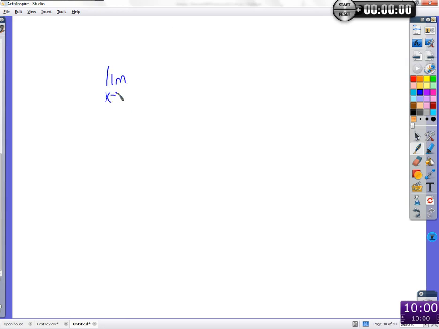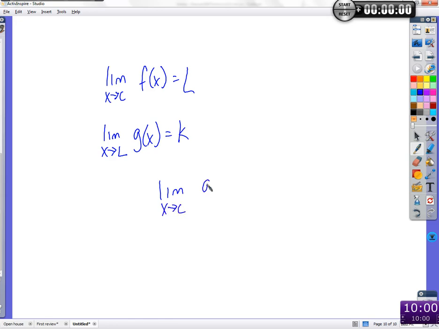If the limit as x approaches c of f of x is L, this is going to be the composition of functions. And if the limit as x approaches L of g of x is k, so notice that this L is the same L. Let's see what happens if we let x get close to c of g of f of x. This won't be too mind-blowing, because what's going to happen?